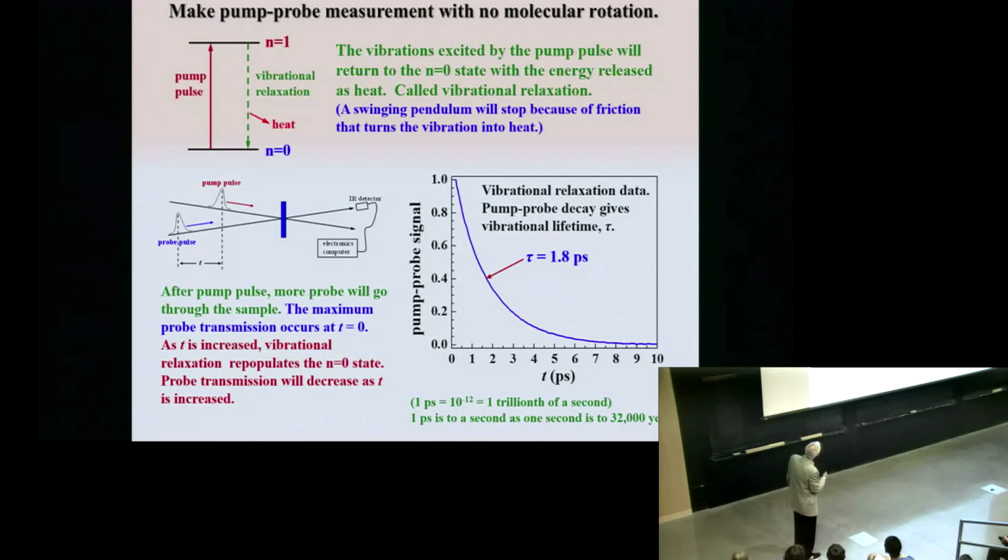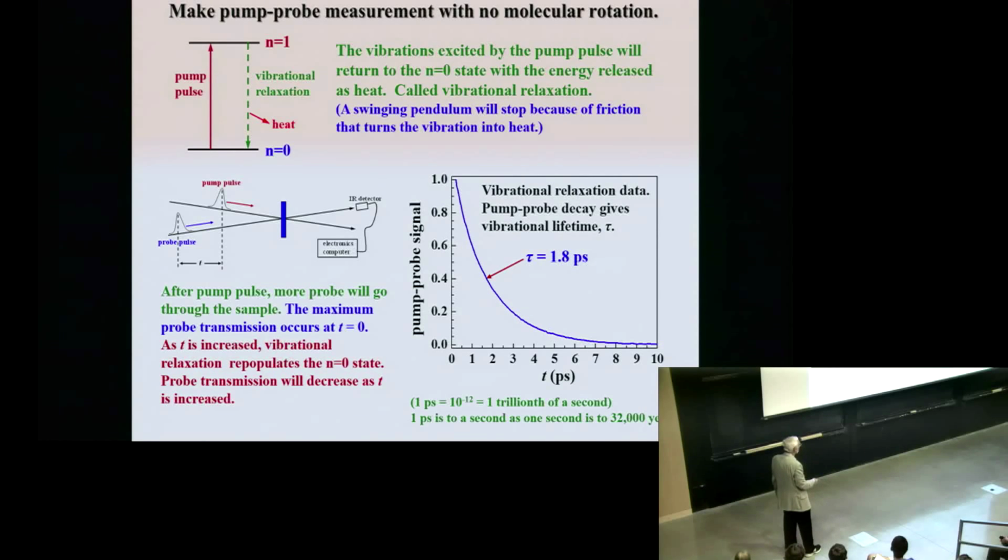Okay, so this is a scan of this time t. You start with the two pulses on top of each other, and you get a signal, call it 1, and then as you scan that way in time, meaning longer and longer time, you get a decay. This decay is showing you that less and less of the light is making it through the sample, and from the time dependence of that, we determine the time that molecules stay. Once you've put them in this vibrational state, we can measure how long they stay there before they turn that energy into heat, and that's 1.8 picoseconds.